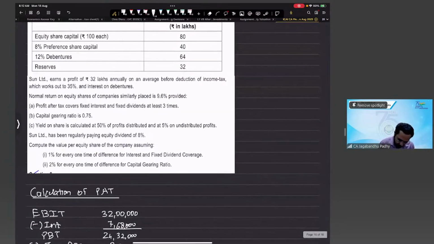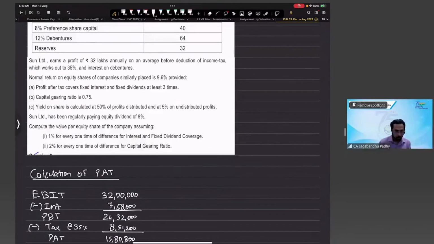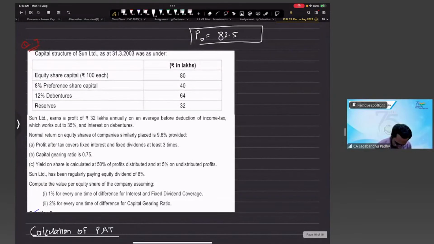Equity share capital is 80 lakhs. Is any equity dividend given? It's given 8%, regularly paid. Yes, it is paying an equity dividend of 8%. Now, this is obviously going to be equity dividend when you say it's 8%. This is going to be 8% of what? Of the face value.